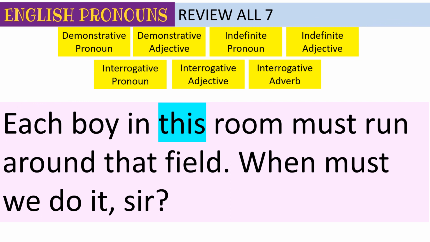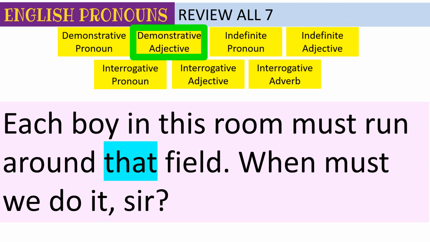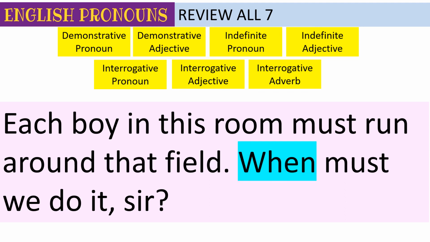This room, that's a demonstrative adjective because it's one of the four, this, these, that, those, so it must be a demonstrative, but it is describing the noun room, and therefore it is a demonstrative adjective. That field, same deal, demonstrative adjective. That is describing the field. When must we do it? That's an interrogative adverb. When is replacing a time that is related to the action. So it's replacing an adverb, so it is an interrogative adverb.